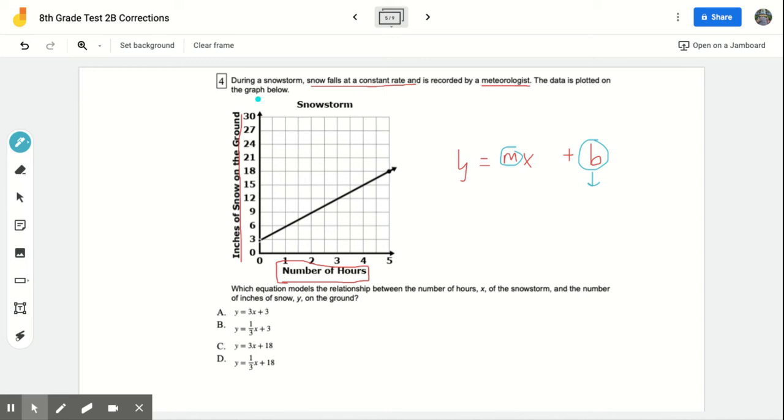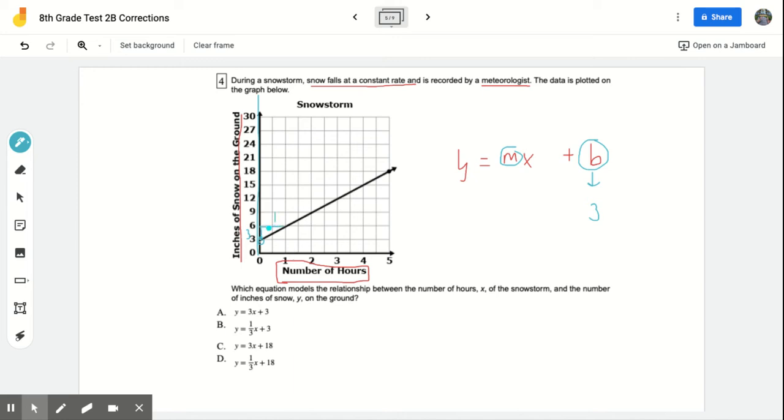So this is your y-axis right here. So you can see that it crosses right here at the 3. So your y-intercept is 3. The slope is the rise over run. So how much does it change in y and change in x? So let's see, it's going from 3 to 6. So that's a difference of 3. And then it's really only going over 1.